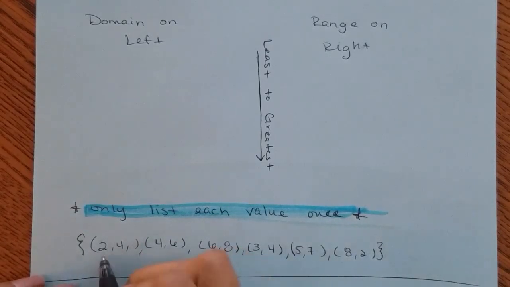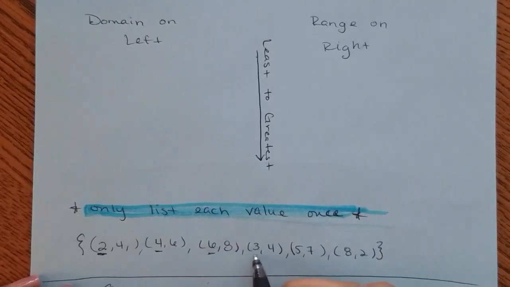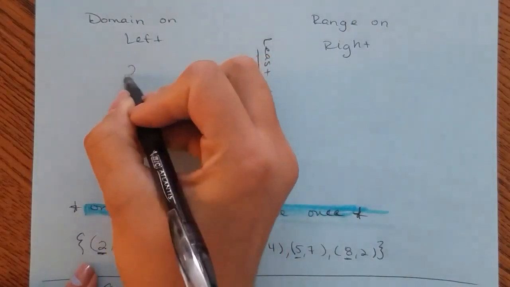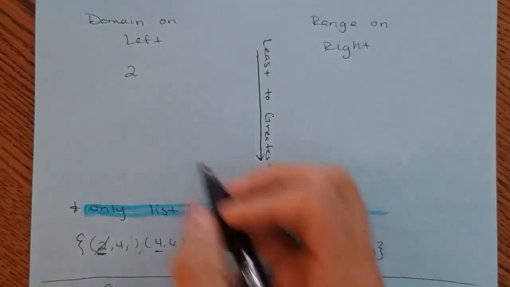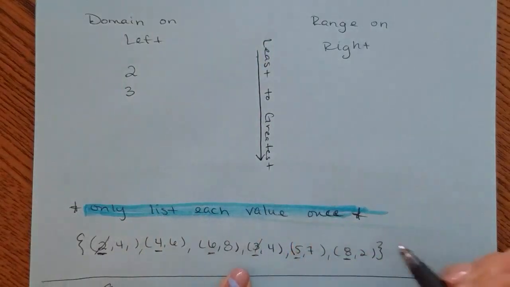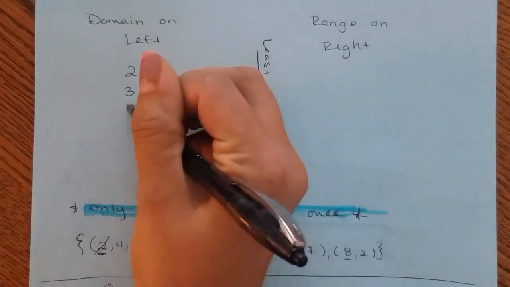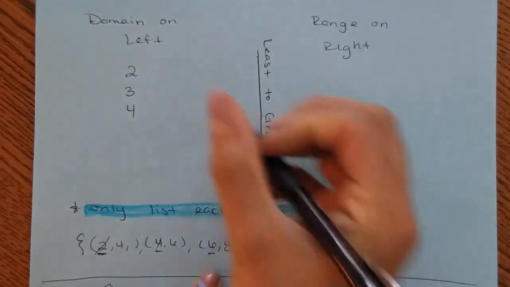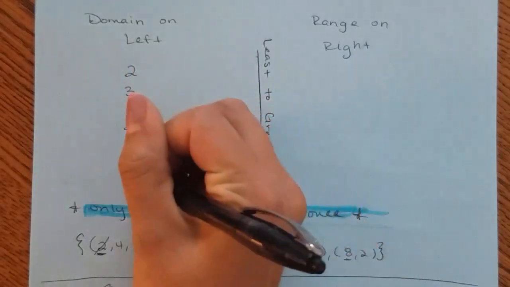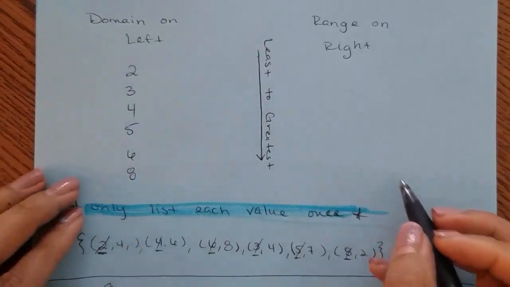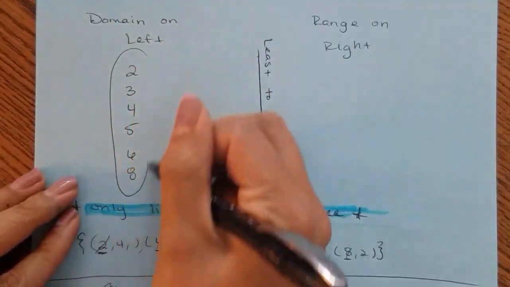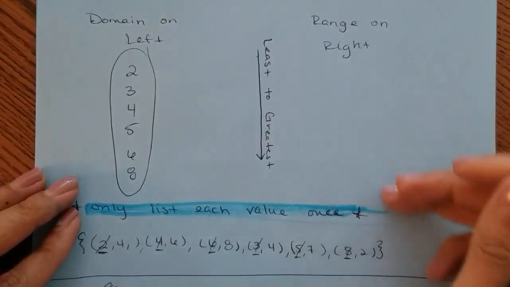Remember, your domain is all of your x values. So 2, 4, 6, 3, 5, and 8. So from least to greatest, we have 2, and I'm just going to mark them off here. 3, 4, 5, 6, and 8. Once you have all your domain from least to greatest, you're just going to go ahead and put a circle around it. Right, and then you do the same thing for the range.